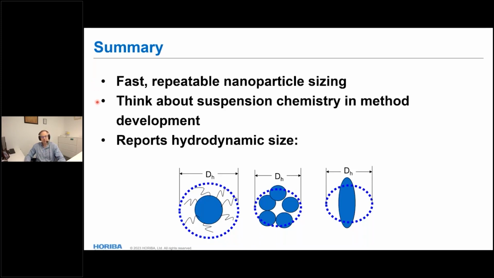You do need to fret a bit about suspension chemistry in the method development, and that's just because nanoparticles have huge surface areas, and these chemical considerations come up much more than you see in larger particles. And your results will be hydrodynamic size. If you keep that in mind, that will often help you understand what the instrument is telling you about your materials.